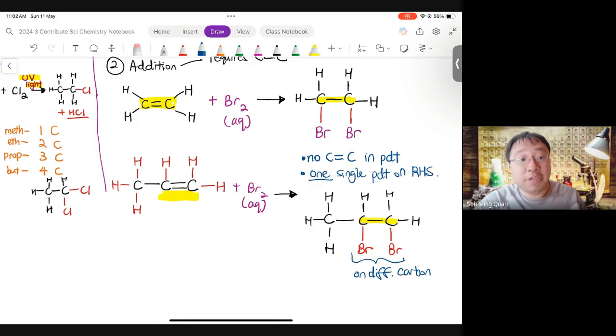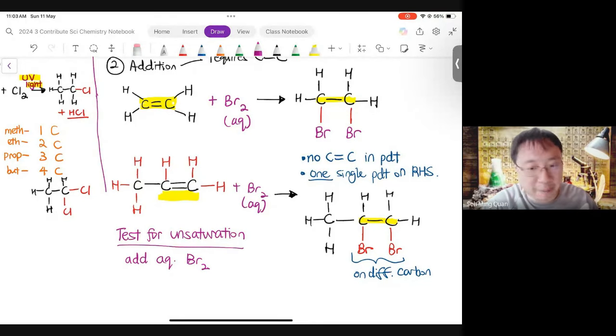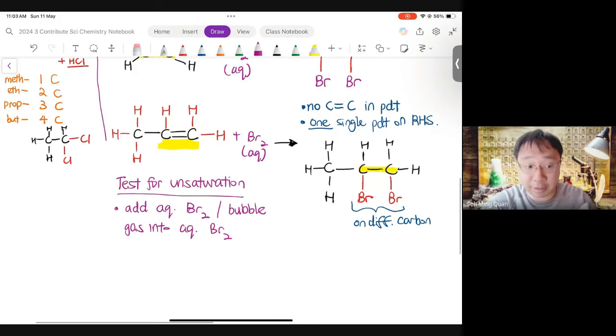Okay? Now, this reaction with bromine is called addition of bromine. Addition of bromine is also called bromination, okay, for short. So bromination is a useful test for unsaturation. So this is what we call test for unsaturation. That means if I wanted to see whether something was saturated or unsaturated, we add aqueous bromine. Aqueous bromine can also be called bromine water because you are basically dissolving bromine in water. All right. Now you can add aqueous bromine, but if whatever you are testing is a gas, you could also bubble the gas into aqueous bromine.